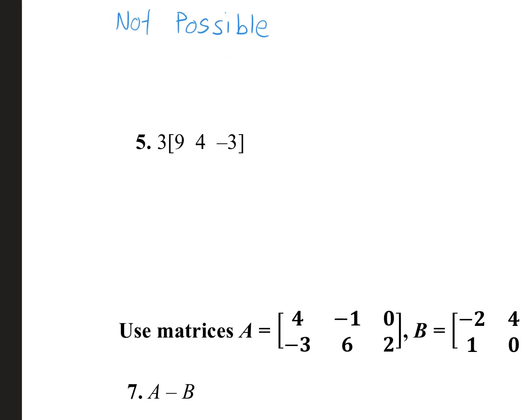All right, number 5, this is not multiplying two matrices together. It's multiplying one matrix by a number outside. So that is called a scalar. So it's kind of like we're making a scale model of the matrix inside the brackets. So everything inside is going to get multiplied by 3. 27, 12, -9.